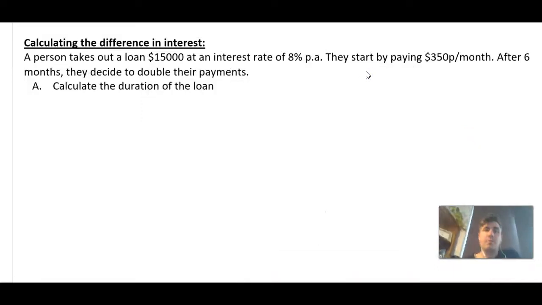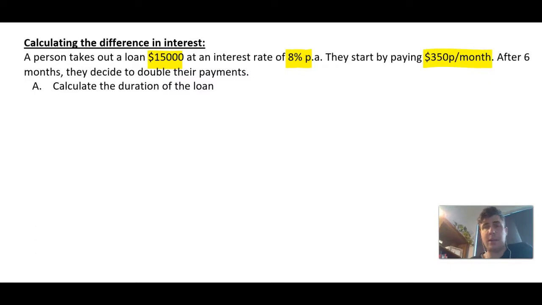Okay, in this example, we're going to learn to calculate interest for various different loan scenarios. So we're going to look at this question here where we've got $15,000 being taken out as a loan, 8% per annum, paying $350 per month, and then after 6 months, doubling their repayments. So the first part is pretty straightforward, the first 6 months at least. So we'll call that part 1.